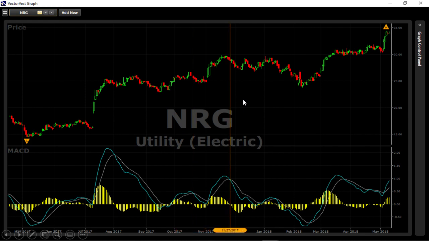What about here? You can't get much better than that. Remember where our entry was. Our entry was right in this area here off of the bullish MACD crossover.